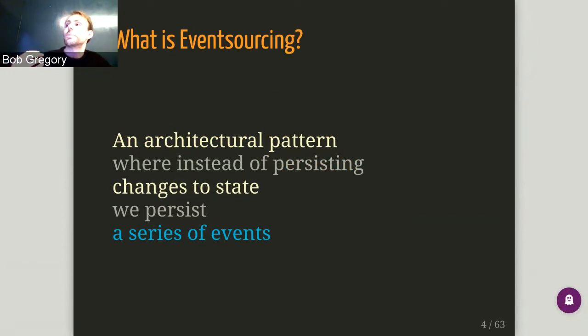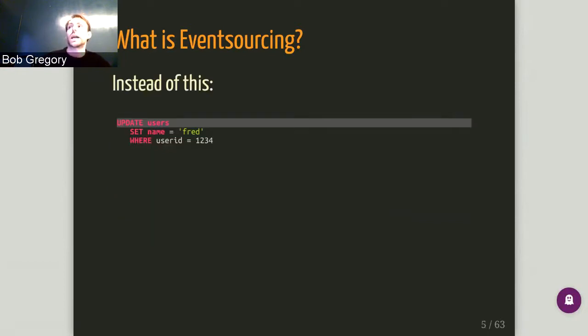And what we mean by persisting a series of events is that usually, if you're writing like a Rails app or a Django app or something, and you need to make a change to something, then you fetch some state out of a database, modify that state, and then you save it back with like an update statement. Okay, so if you want to change the name of a user, then you update users, set name equals Fred, where ID is 1, 2, 3, 4.